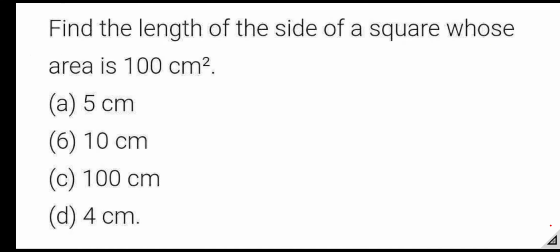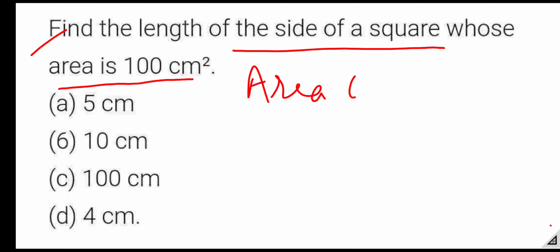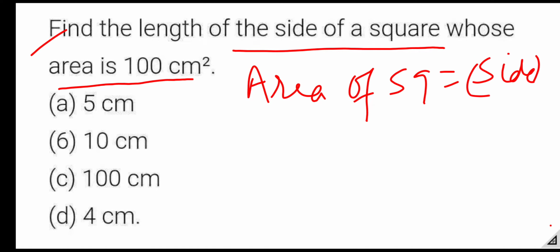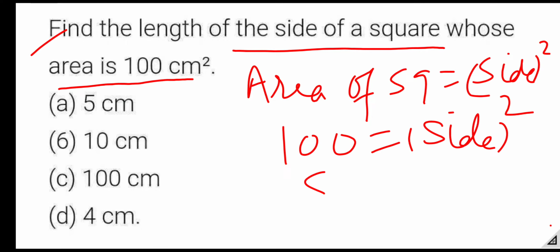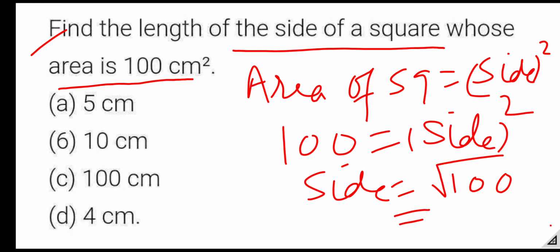Next, find the length of the side of the square whose area is 100. Now by using formula for area of square, which is equal to side square. Now area of square is given 100, that is side is equal to square root of 100, which is further equal to 10 centimeter. So B option is the right option.